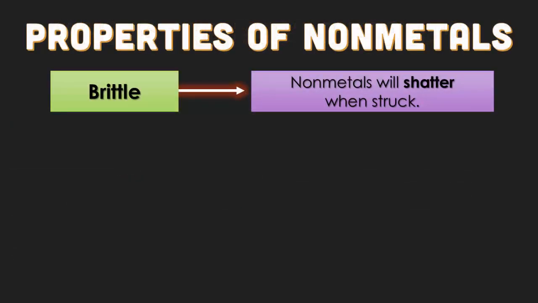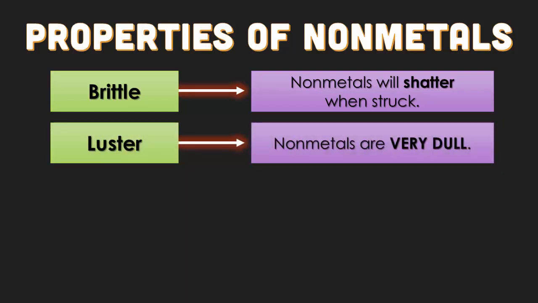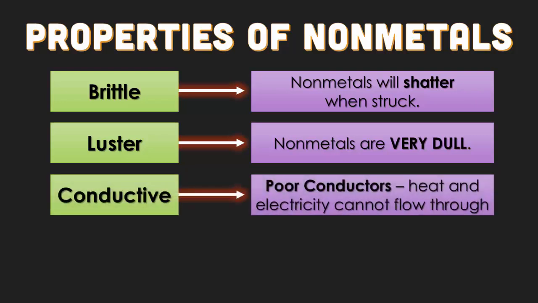So properties of these nonmetals. Nonmetals are brittle when they are solid. So that means that they will shatter when struck. Their luster is very little. They're very dull. They do not conduct electricity or heat very well. Some can conduct electricity, but not to the extent of metals.